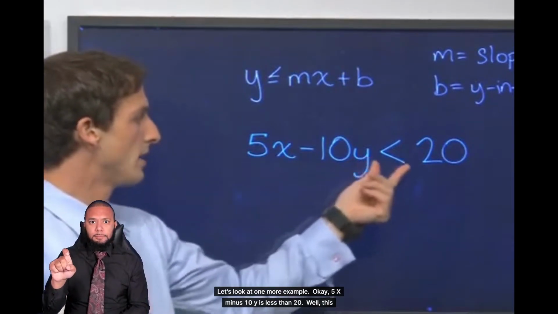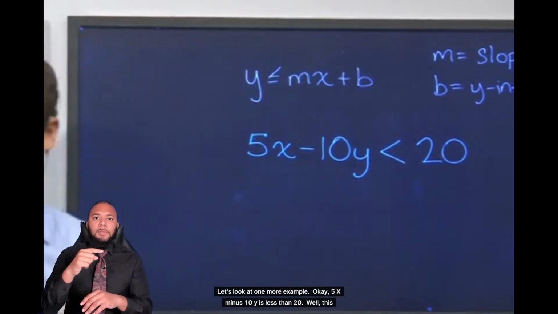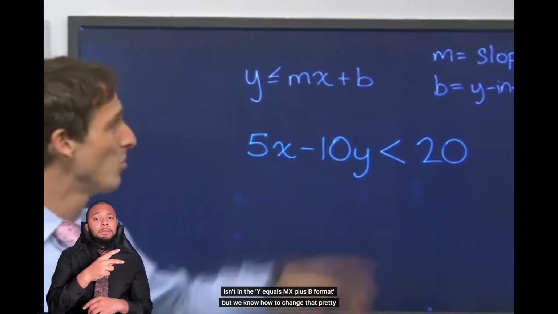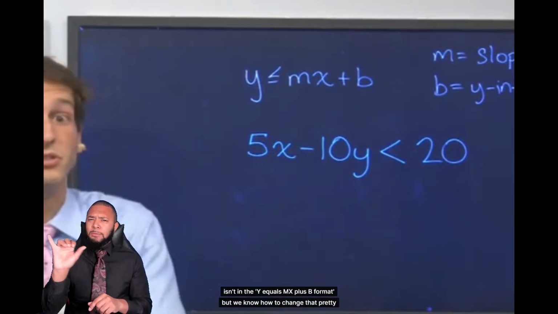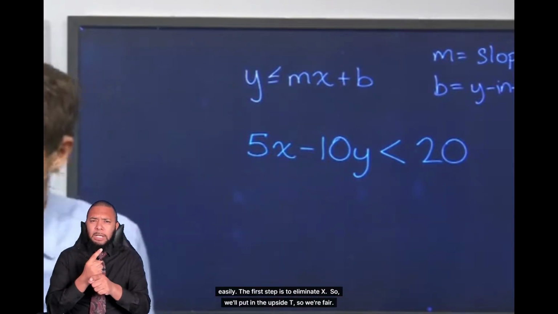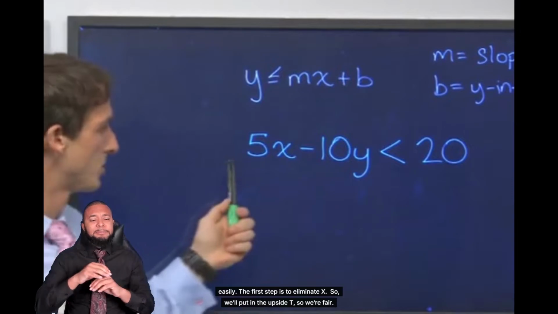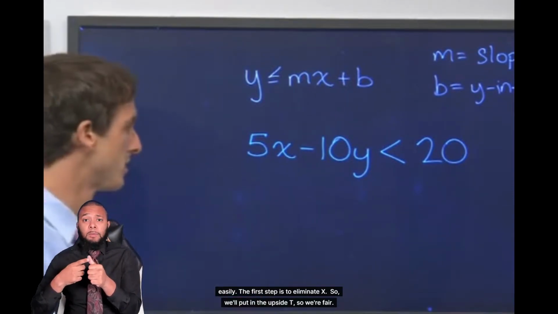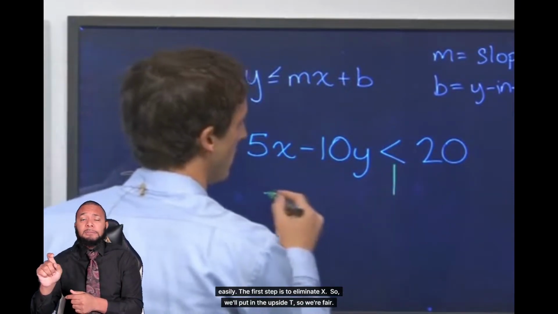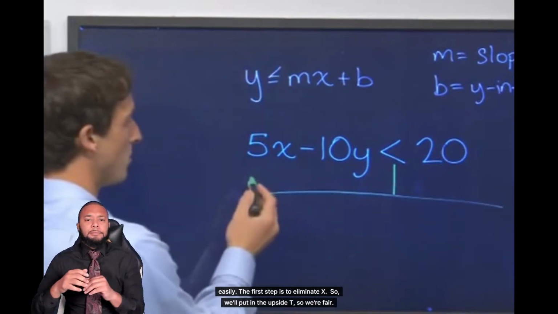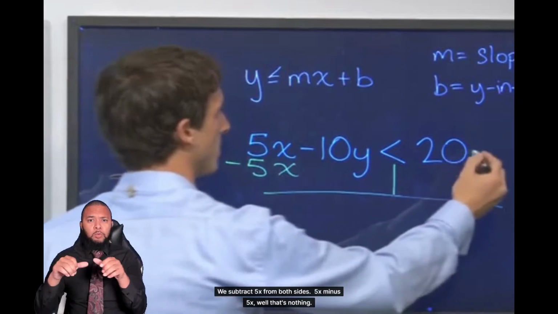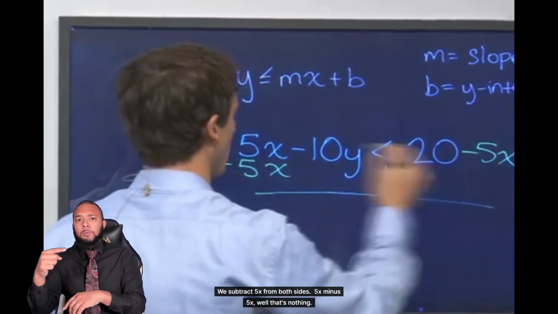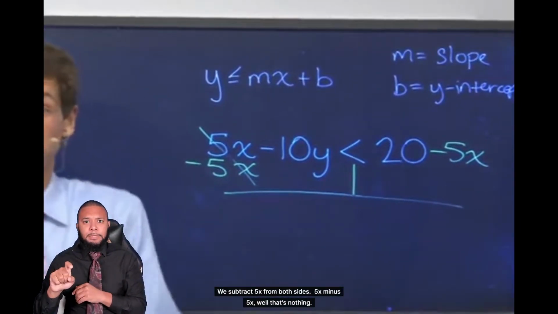5x minus 10y is less than 20. Well, this isn't in that y equals mx plus b format, but we know how to change that pretty easily. First step is to eliminate x. So we'll put our upside down t, so we're fair. We subtract 5x from both sides. 5x minus 5x, well, that's nothing.